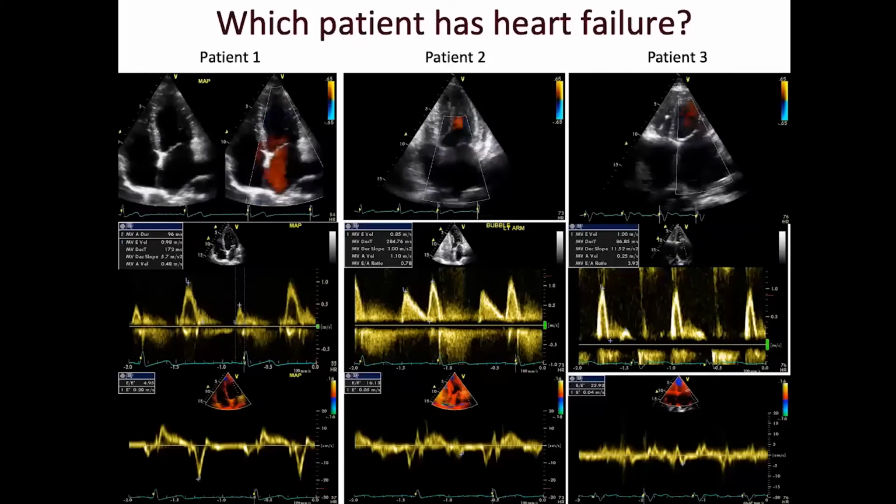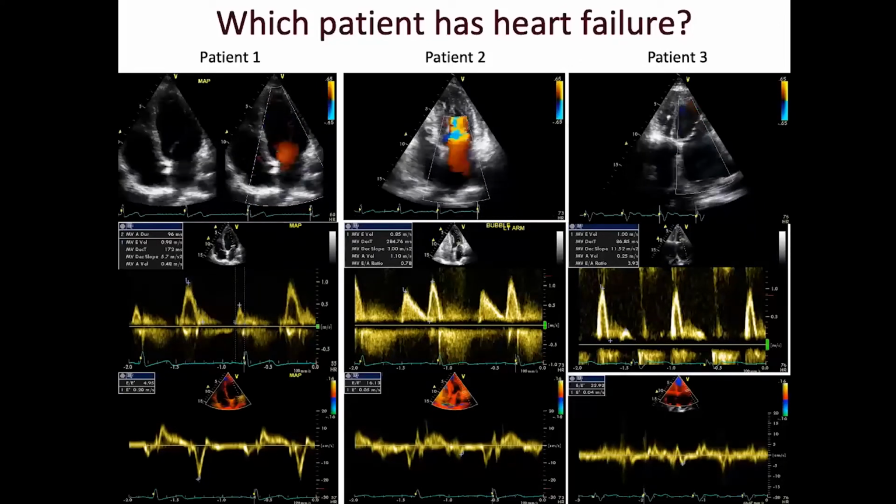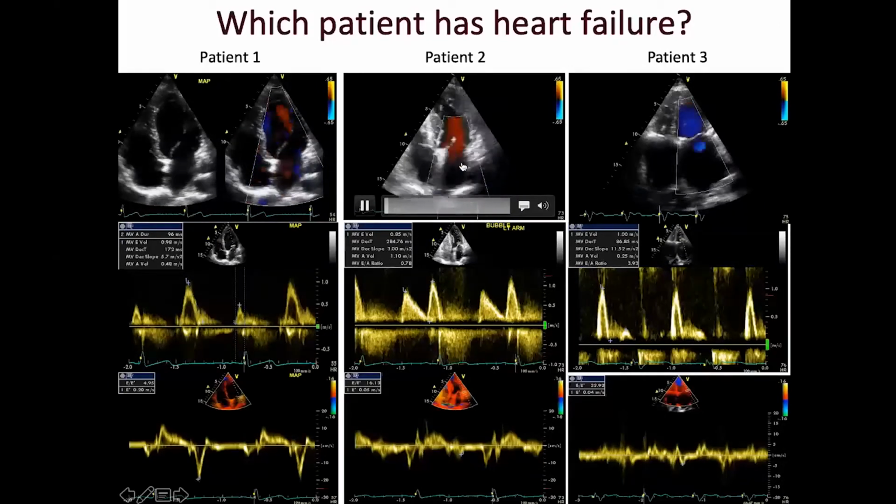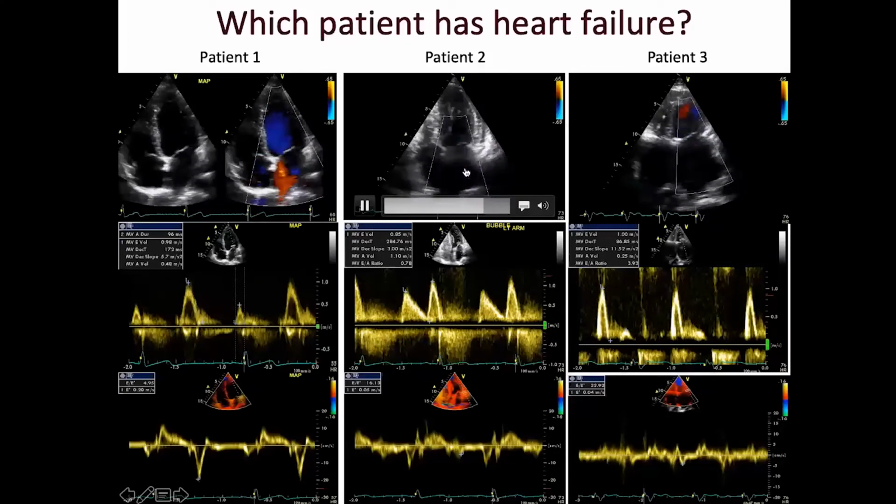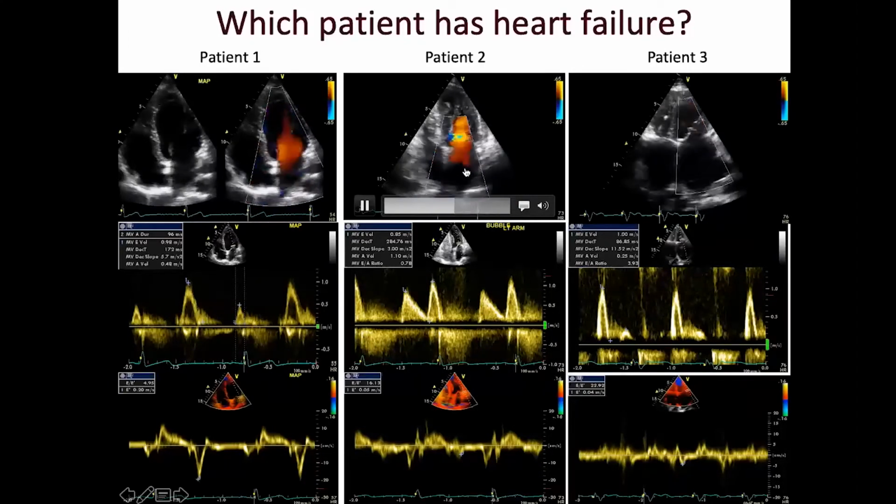The number to remember is more than 2.8, and the left atrial volume index of more than 34. Those are the numbers to remember in the current algorithm in the guidelines.